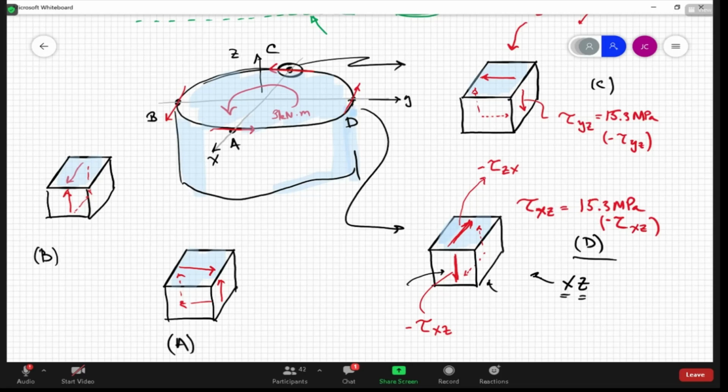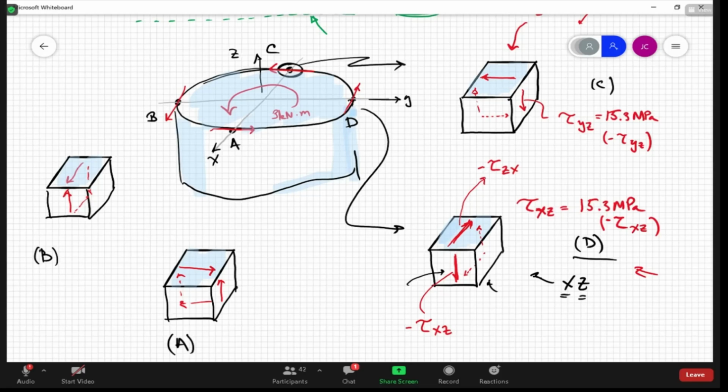So that's why I always say shear acts in a plane. So at points A and C, they are ZY shear stresses. At points B and D, they are going to be ZX. All right. Now, how do you know the direction? Is it a positive or is it a negative? That's the next level discussion.